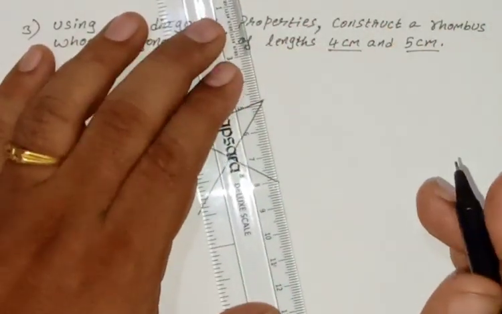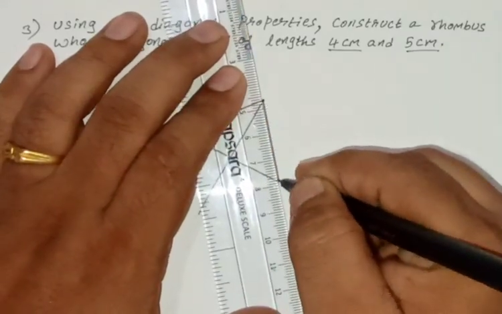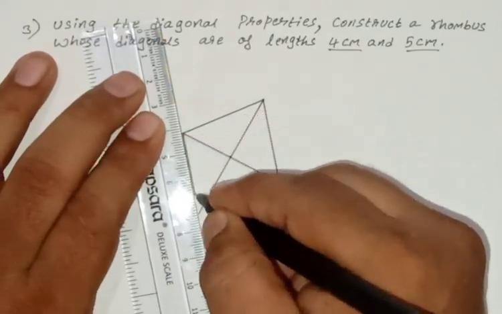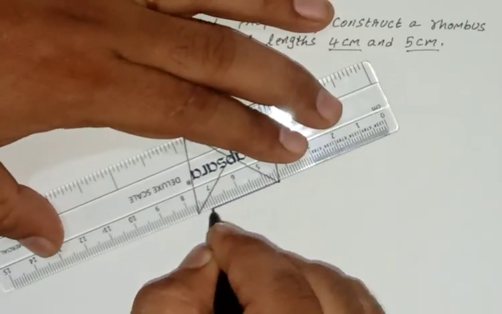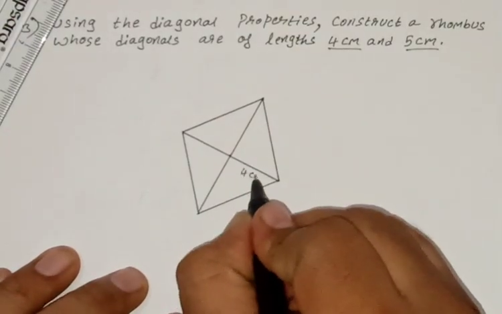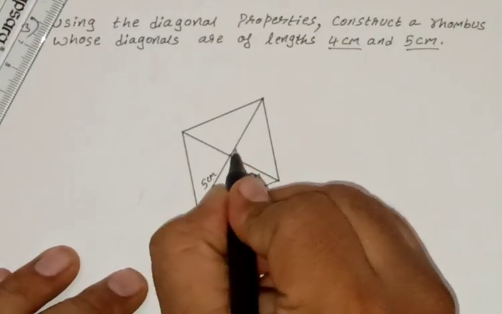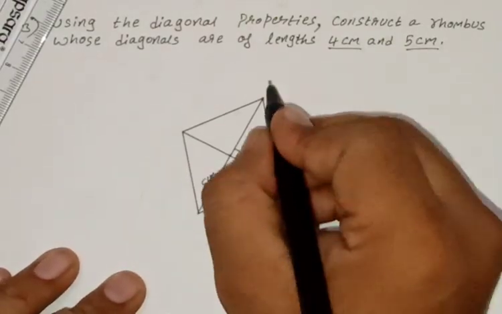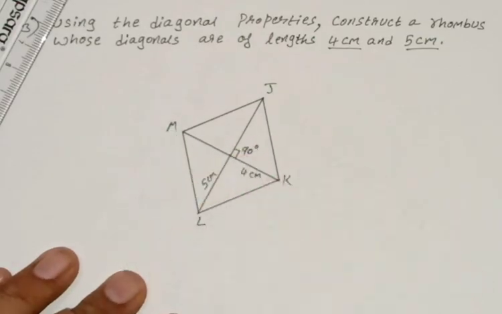Next, join it. Okay, now we got the proper figure. So now this one is 4 centimeter, and this length is 5 centimeter, and here the angle is how much? 90 degree. Okay, and here we can name it rhombus JKLM.